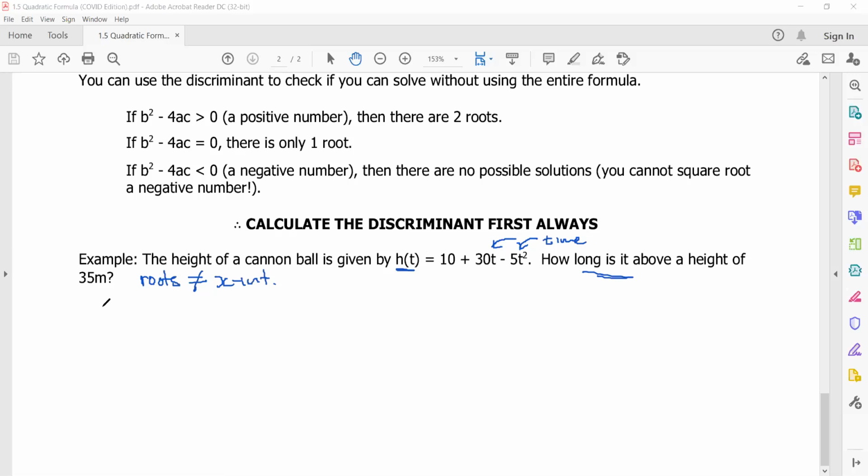I'll let that sink in for a second. I'm not asking when the height is 0. I'm not asking when the cannonball hits the ground. When is it above a height of 35 meters? A lot of people are brain dead, so let me show you. You guys are getting tired.